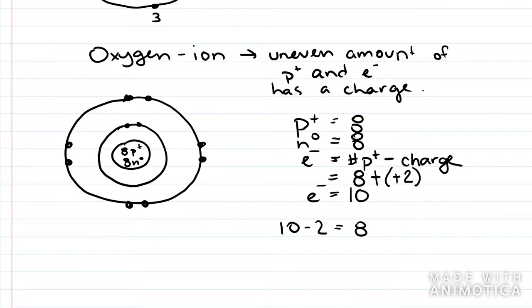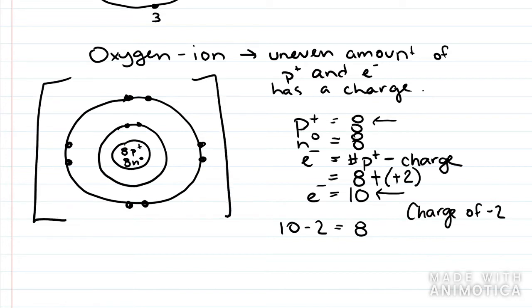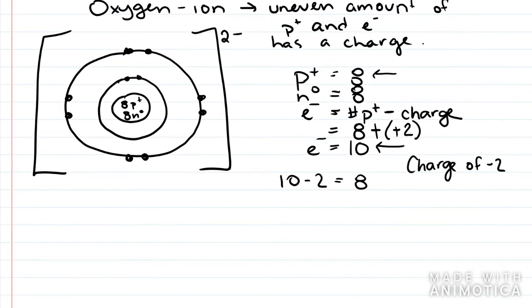But there's a problem. We have 8 protons and 10 electrons, which means we have a charge of -2. We can't just leave this ion like this without acknowledging the fact that there is a charge. So to do that, we put square brackets around it, and we write the charge in the top right corner. So 2 minus.